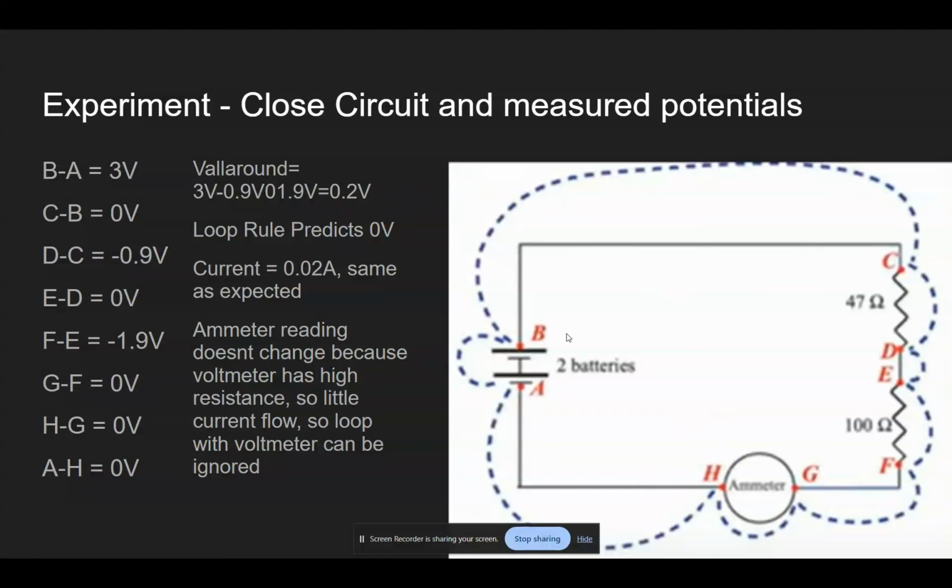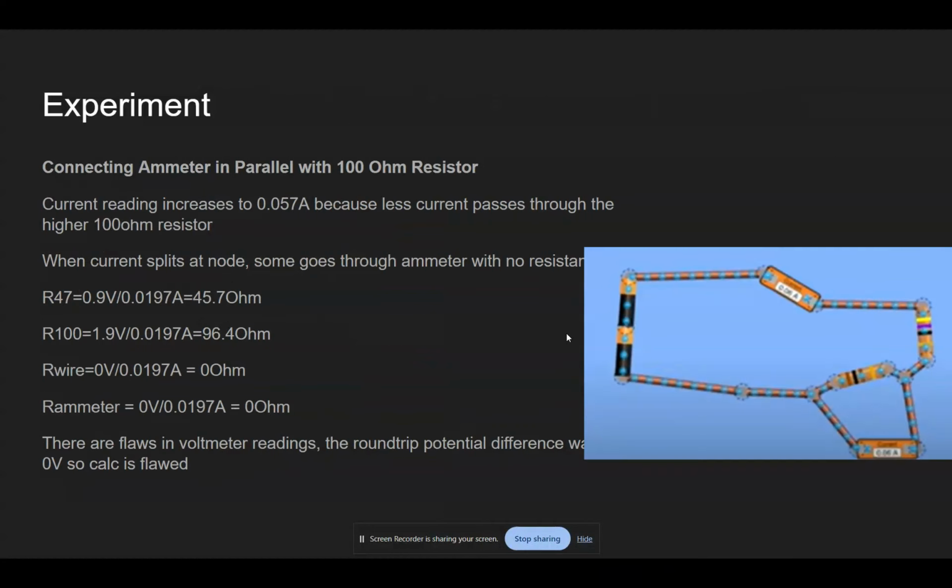The ammeter reading doesn't change because the voltmeter has high resistance, so little current flows, so the loop with the voltmeter can be ignored. Experiment: we connect the ammeter in parallel with the 100 ohm resistor. The current reading increases to 57 milliamps because less current passes through the higher 100 ohm resistor. When current splits at the node, some goes through the ammeter with no resistance. R47 equals 46 ohms. R of 100 equals 96 ohms.